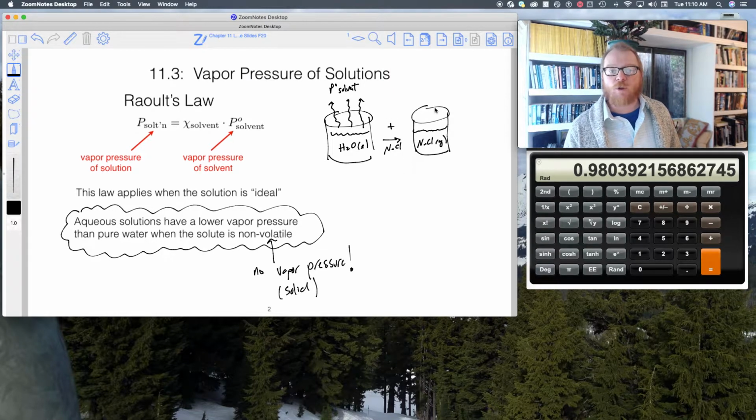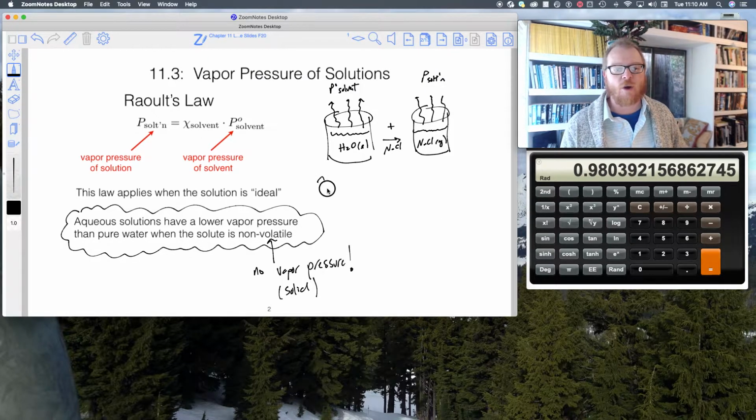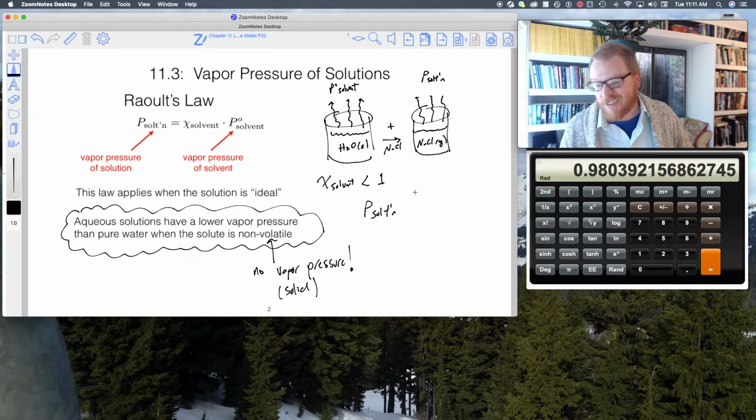But now when I add sodium chloride in here, I'm going to get a new vapor pressure of this solution that I'm going to call P solution, using my little abbreviation right there. And because this chi solvent, the mole fraction of the solvent, will always be less than one, that means the vapor pressure of a solution made up of a solvent and a non-volatile solute, like a solid, will always be lower than the vapor pressure of the pure solvent, okay?